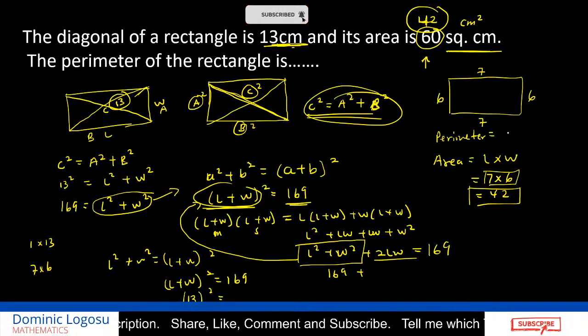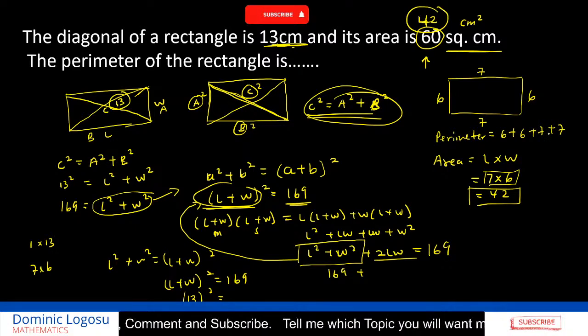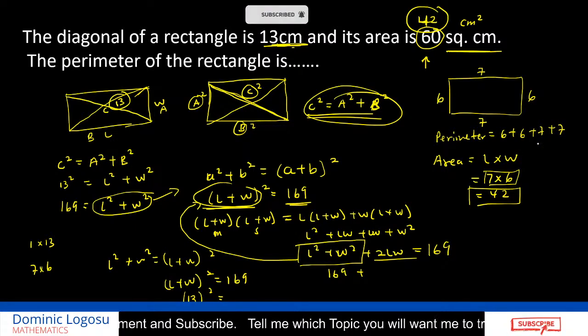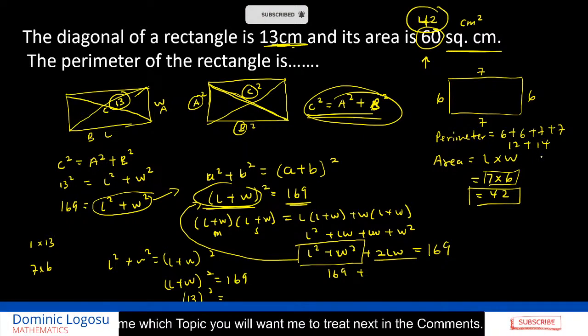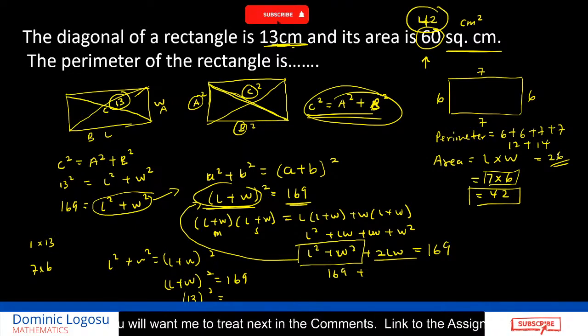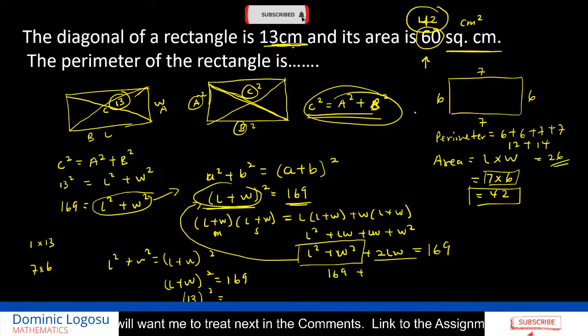Should be equal to 6 plus 6 plus 7 plus 7. Yes, there's a better way to do it by doing 2 into bracket 6 plus 7, but I want to do the traditional way so that people will understand. Okay, so when we add the 2, we should get 26. So this is 26 as Oriku has said. So our perimeter is 26.